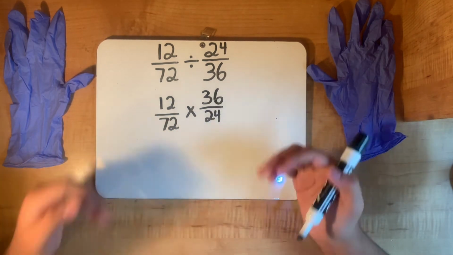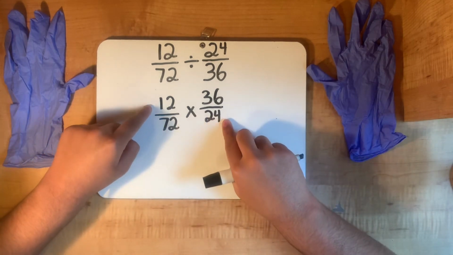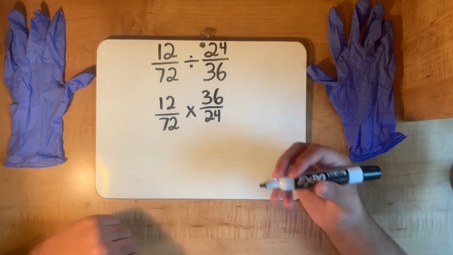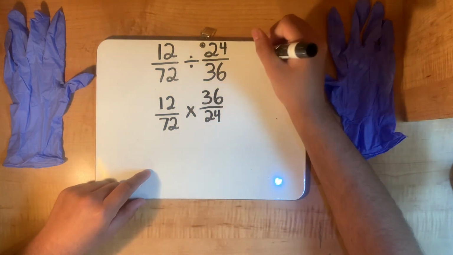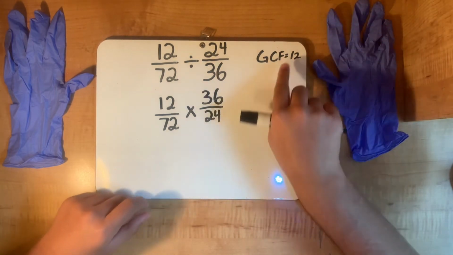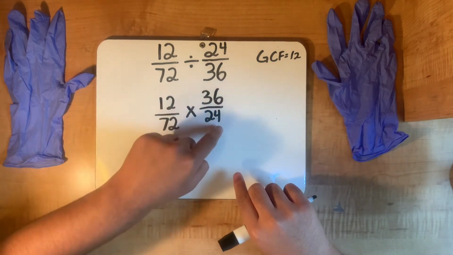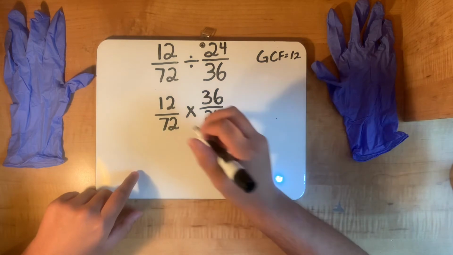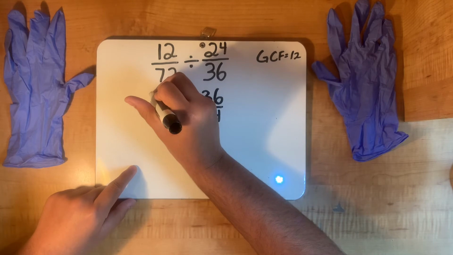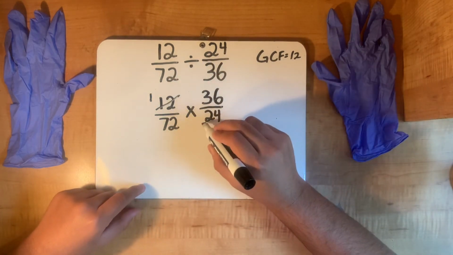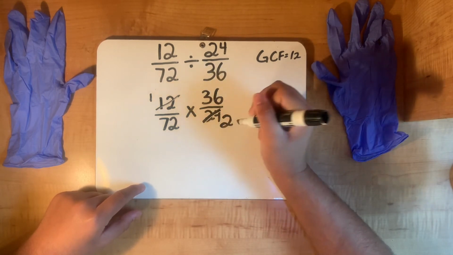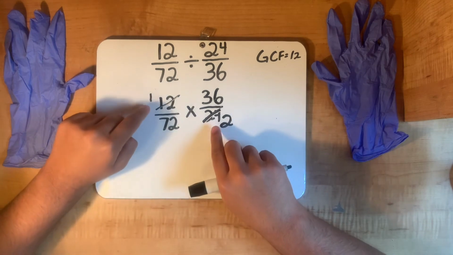So what is the greatest common factor of 12 and 24? That number would be 12. So basically, the greatest common factor of these two numbers is 12. And what we're going to do is divide each of these numbers by 12. So 12 divided by 12 is 1. And then 24 divided by 12 is 2. So we simplified this part.